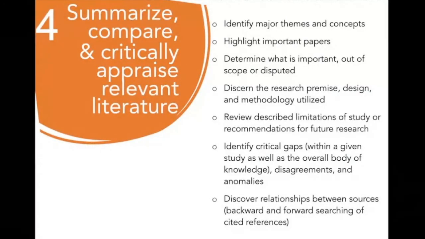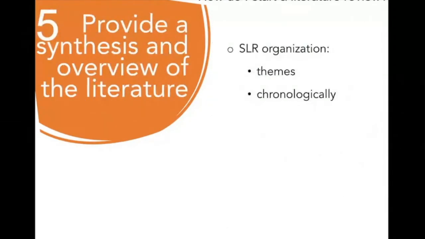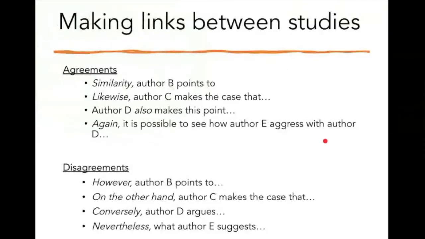Okay, number 4, summarize, compare, and critically appraise relevant literature. You already learned about critical appraisal last week. So when you already understand the article and analyze the data, you then need to critically appraise the relevant literature, and jot it down on a piece of paper or in your own words, so that you are able to synthesize and overview the literature in the form of organization, themes, chronologically, or methodology. I missed that one here. So it depends on how you want to organize it.